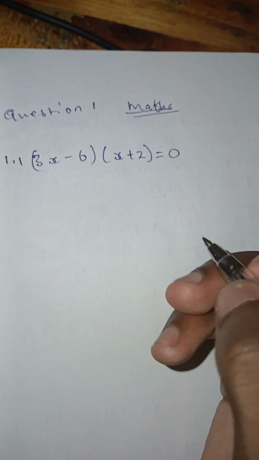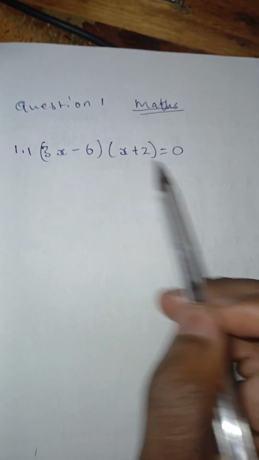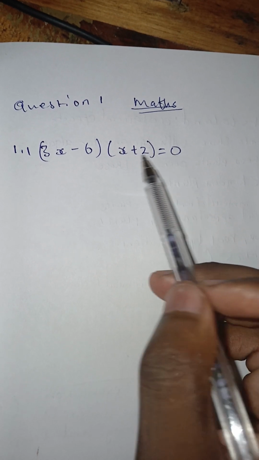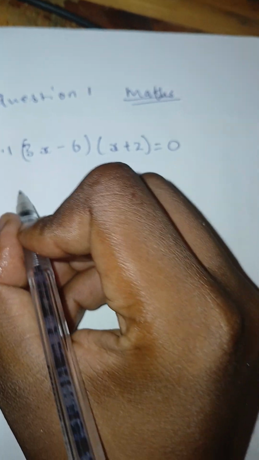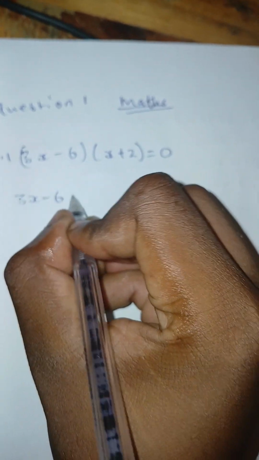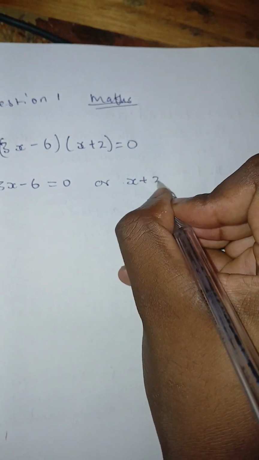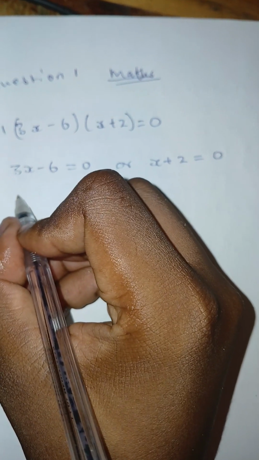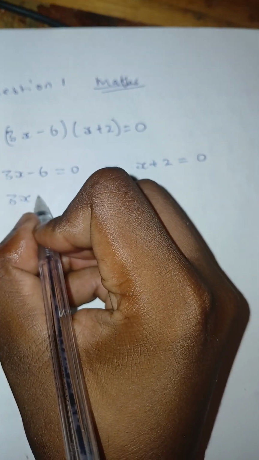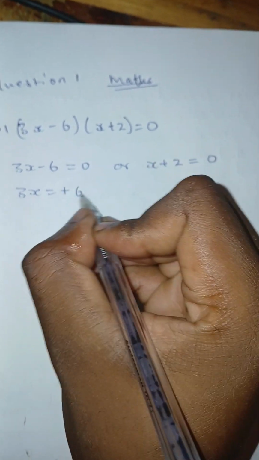The first one, you can just see that this bracket is equal to 0, and also this one is equal to 0. Then you can say 3x minus 6 is equal to 0, or x plus 2 is equal to 0. Then you say 3x, you take 6 to the other side and the sign changes and it becomes positive 6.